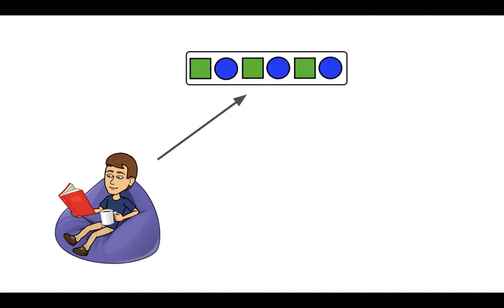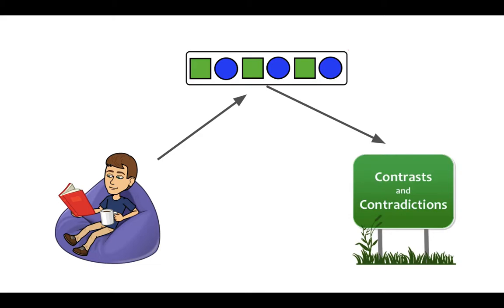In most stories, there are patterns. And if we as readers can begin to notice some of these patterns, then we can help ourselves make meaning out of the text and enjoy our books more. Today, we are going to be noticing a pattern where characters in our books show us that they are changing. We're going to call this technique contrasts and contradictions.